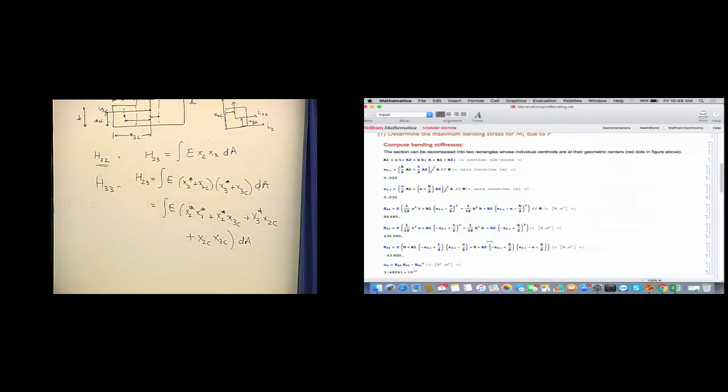Would it be dx2 star or dx3 star? Where is the d coming from? When you replace dA, would you replace it with dx2 star or dx3 star?